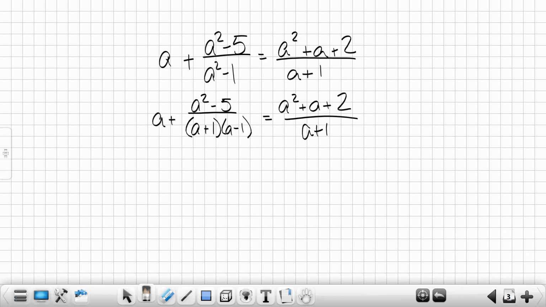So first thing we need to determine are excluded values, which says in step 2, set each of the denominators equal to 0 to find excluded values. So this one doesn't even have a denominator, so I don't care about that one. So this step is excluded values. And I'm going to set a plus 1 times a minus 1 equal to 0. So that's my first denominator. So if I do that, what do I do after this step? You guys should know.